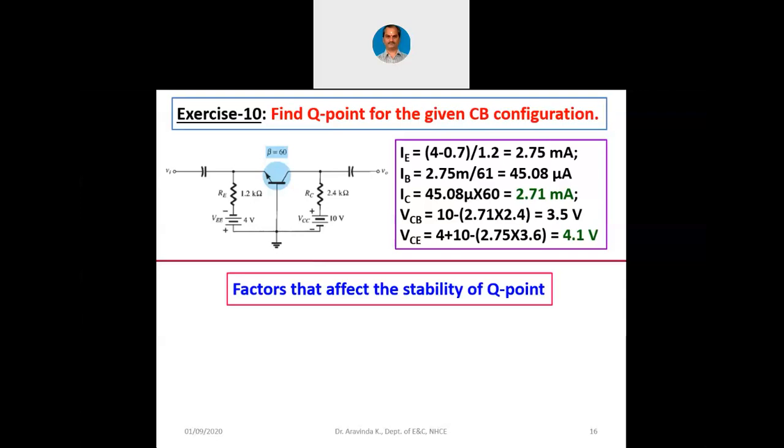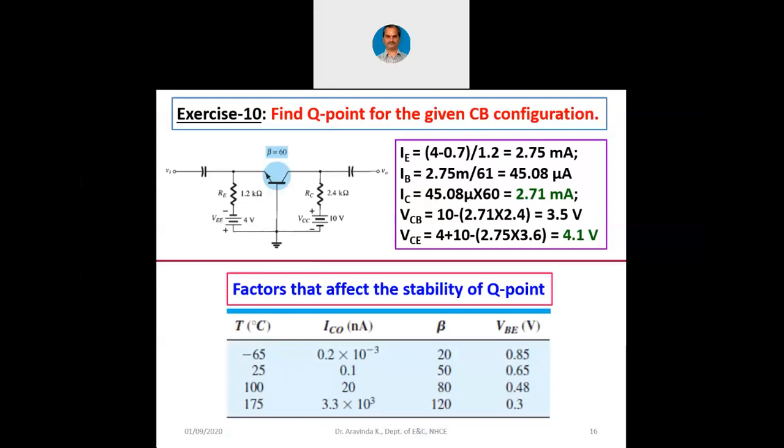But it does not happen because of certain factors. Those factors I had discussed earlier. I am summarizing this now again. You can look at these things. Now we have the factor called beta, we have the factor called VBE, and we have the factor called ICO. ICO is in general called the reverse saturation current.